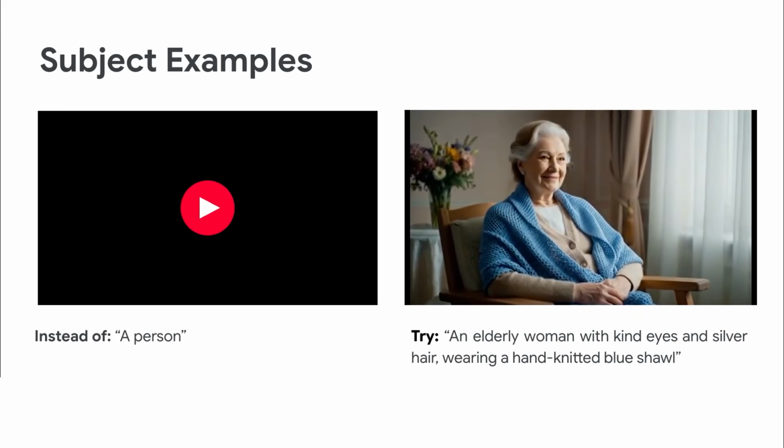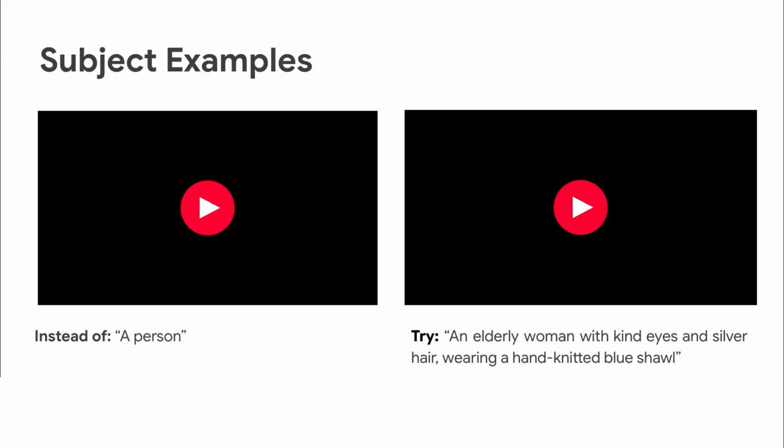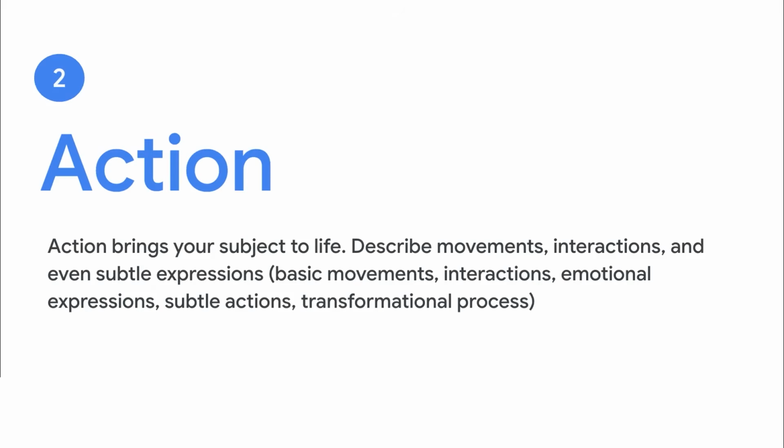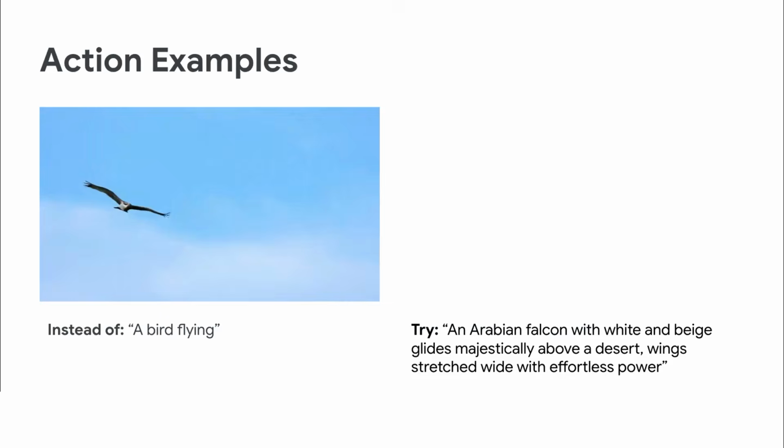And so you'll see here, really high quality video, and it was able to adhere to the hand knitted blue shawl, the elderly woman with kind eyes and silver hair. Now, if we go into the action, so this is sort of the core of the movement that's happening in your video. So describe those movements, if there's any interactions happening, even things like subtle expressions can really help you get the video that you're looking for.